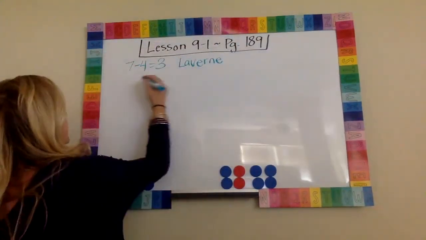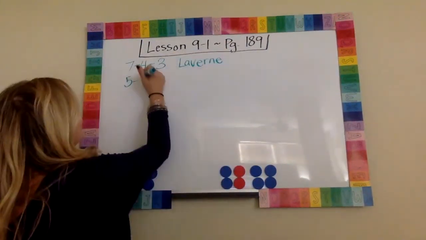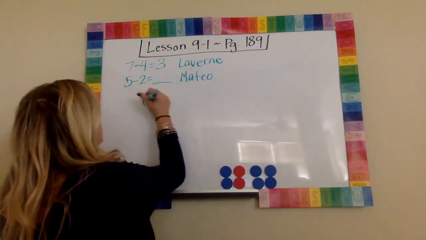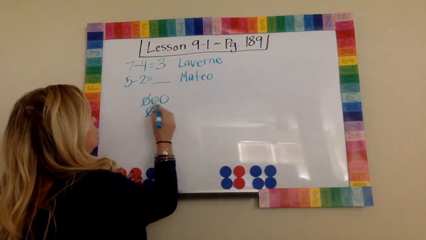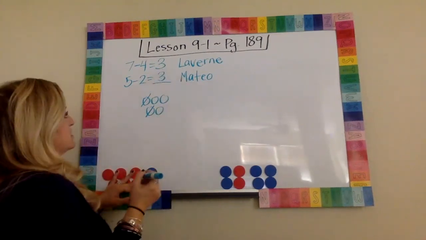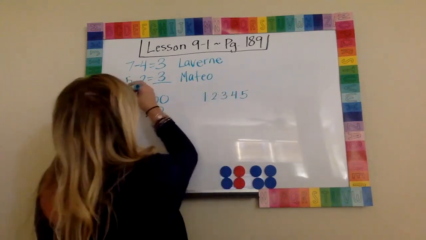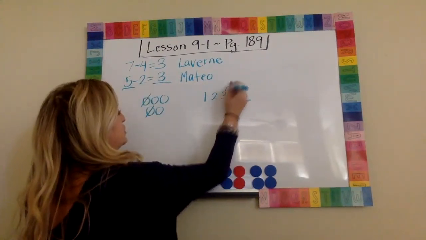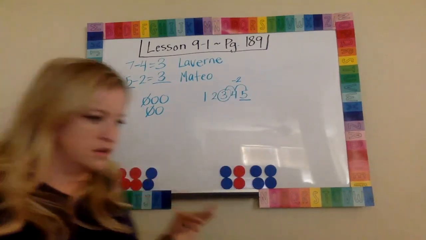All right. But now we're going to talk about Mateo. Mateo had 5 candies. He ate 2. So we have 1, 2, 3, 4, 5. Take away 2. 1, 2. 1, 2, 3. He had 3 candies left too. I could start out on the number line. 3, 2, 1. Start out at 5. Jump back 2 spaces. 1, 2. Minus 2. And he lands on 3.